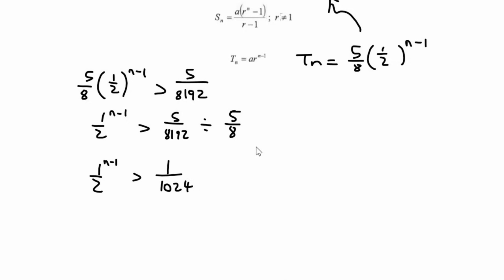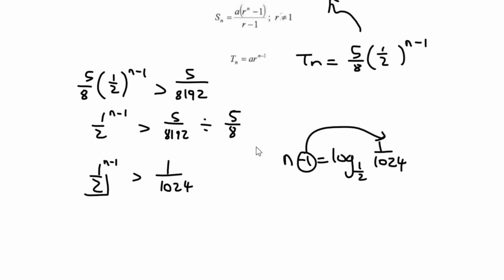What I would then do, well, you could even use logs here if you wanted to. Some students use logs. So if you do use logs, you'd say that n minus 1 is equal to log of a half and then 1 over 1024. After doing all of that, you would then take the minus 1 over. But another method you could use is you could realize that this is 2 to the power of negative 1, and 1024 is the same as 2 to the power of negative 10.